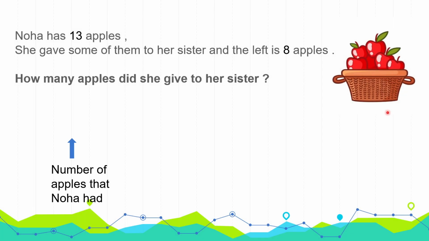Now, another story problem on the missing subtrahend part. Noah has 13 apples. She gave some of them to her sister, and the left is 8 apples. How many apples did she give to her sister?